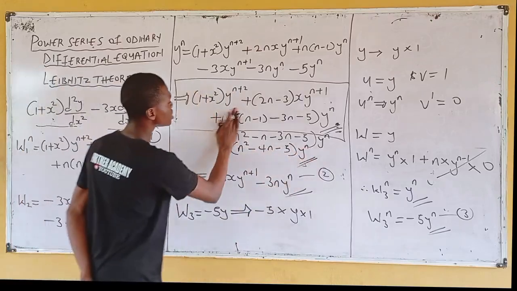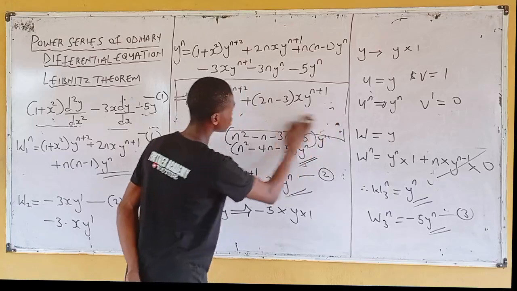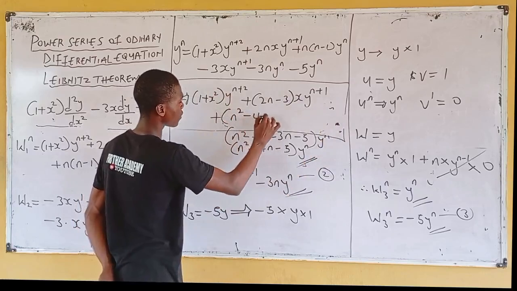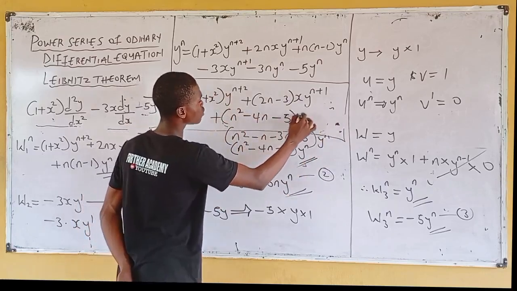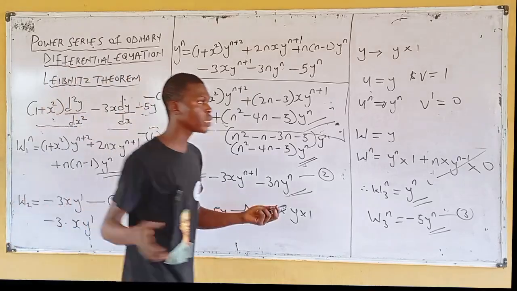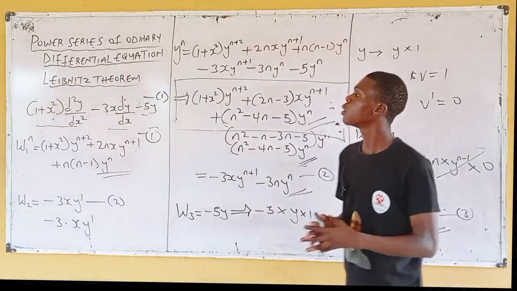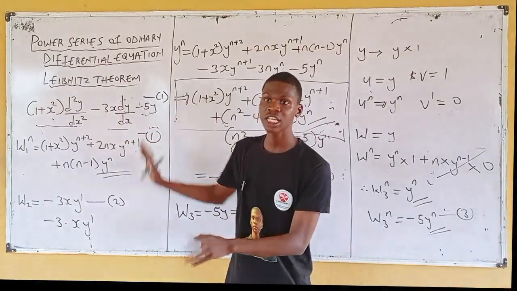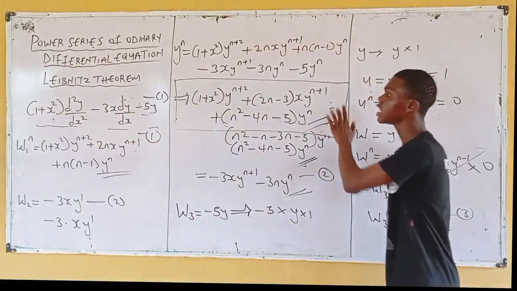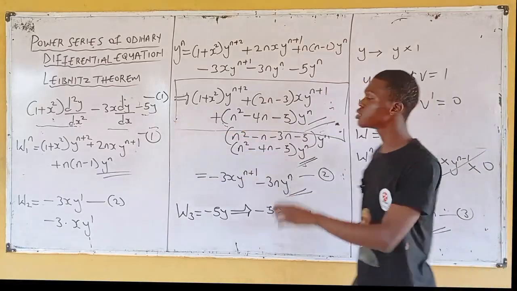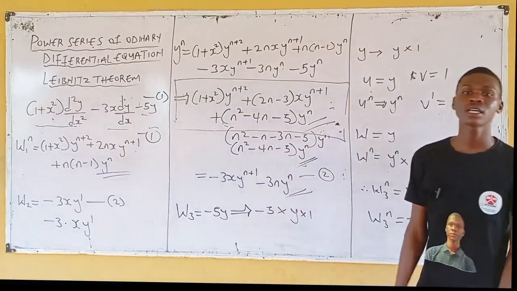So instead of writing this, you can just substitute what we've expanded, meaning n squared minus 4n minus 5, all into bracket y raised to the power of n. Any question? No question. We've been given this differential equation, and this is the nth derivative. Given this differential equation, this is the nth derivative, right? Are we together?